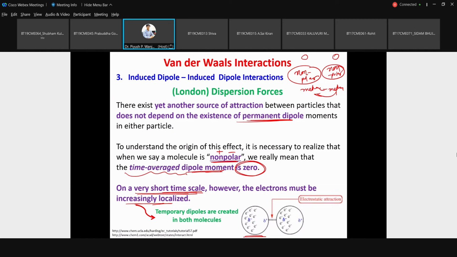Where the electrons can come on one side and the nuclei can be on the other side. In the same way, some kind of dipole moment arises, at a very short time scale. And again, the positive part of one thing will be interacting with the negative part of another thing. So these should be considered as the weakest kind of van der Waals interactions, and these are called London dispersion forces.